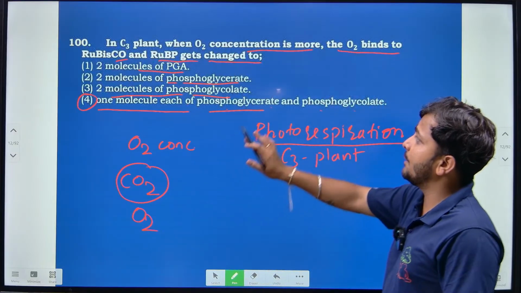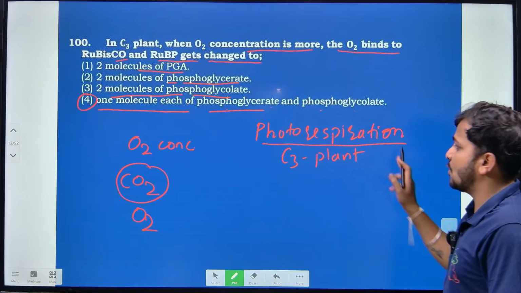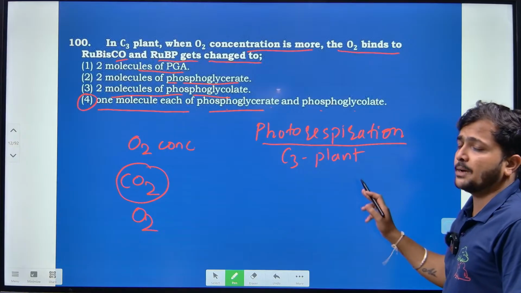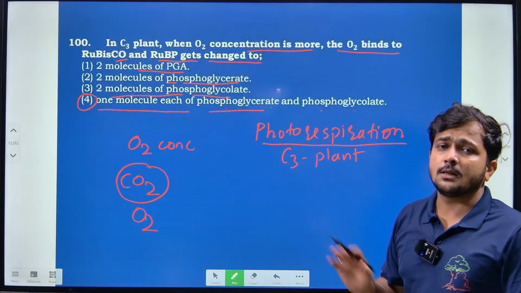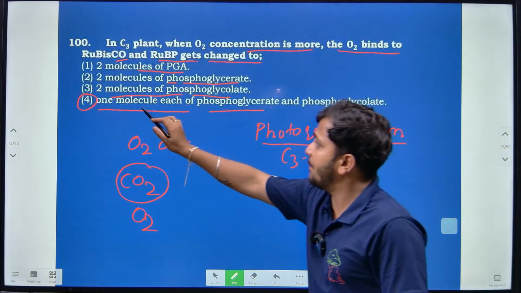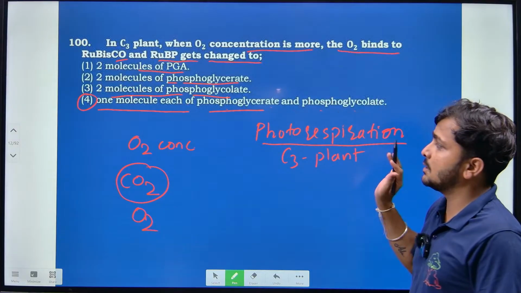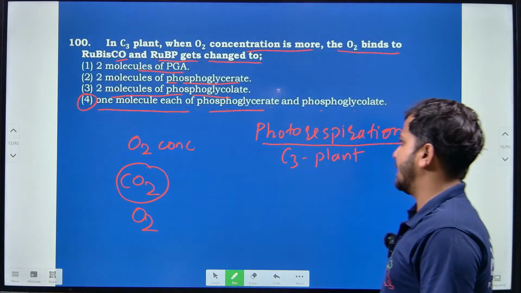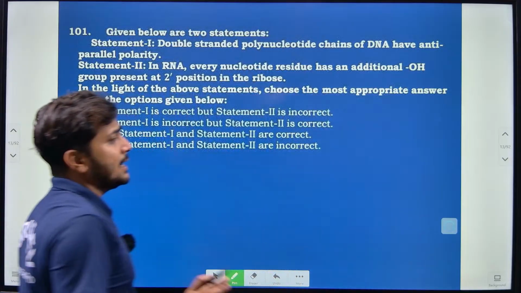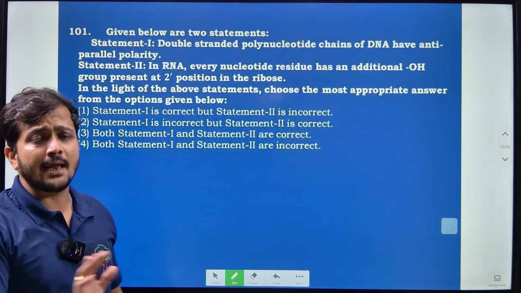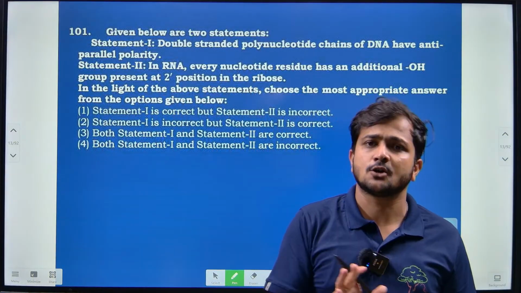But here, due to the more concentration of oxygen, it is undergoing photorespiration, and this phenomenon usually takes place with the C3 plant, not with the C4 plants. So one molecule of phosphoglycerate will be formed, and one molecule of phosphoglycolate is generated, which is an utter useless procedure. I am calling it a useless procedure because there will not be any synthesis of the photosynthetic product, that is the organic compound called glucose, right?